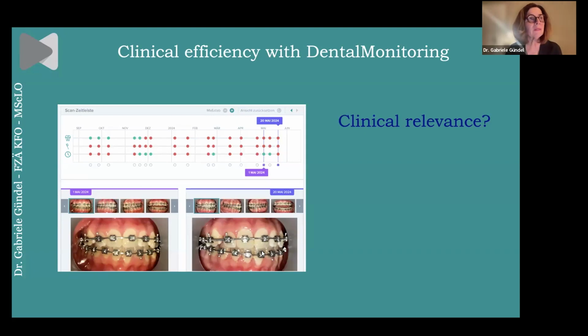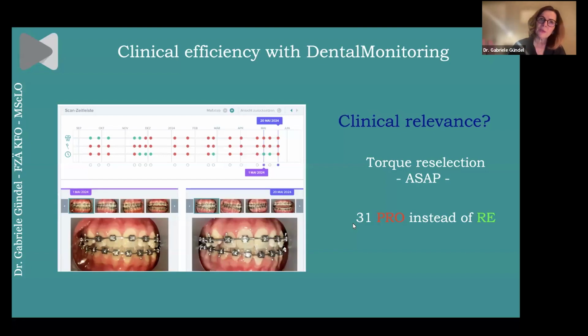What is my clinical relevance? I write the patient, please, can you come as soon as possible in our office? We need to change the bracket of your tooth 31. This is not a problem. The patient is reading this, is calling the office, coming as soon as possible. We do the torque reselection. We decide on the tooth 31. We had a reclining torque bracket. Now I decide to do a proclining torque bracket to bring the root back into the bone.